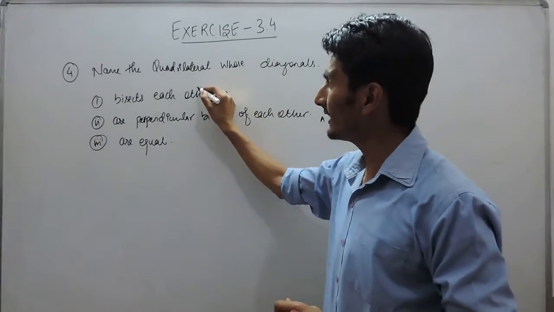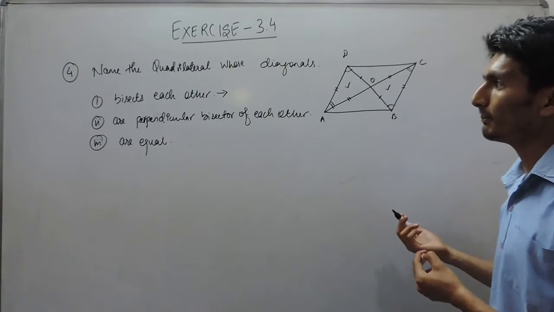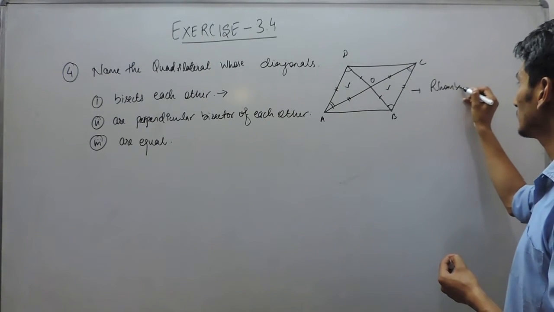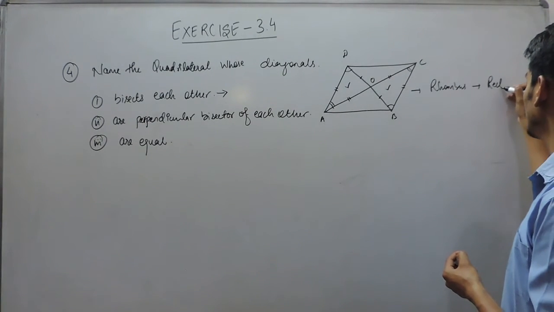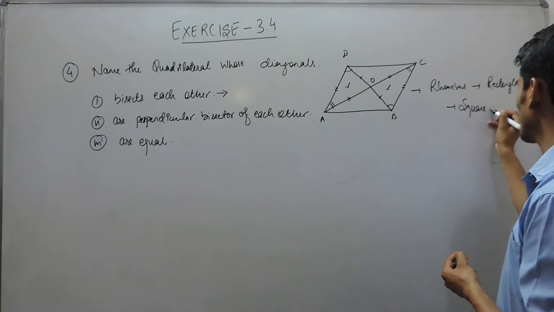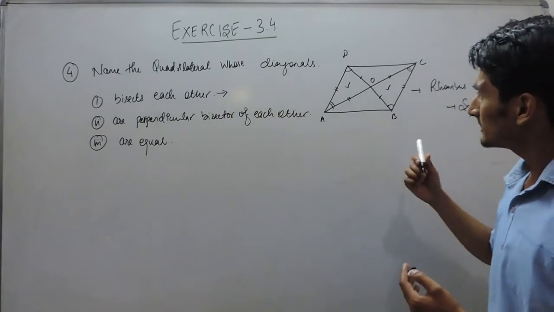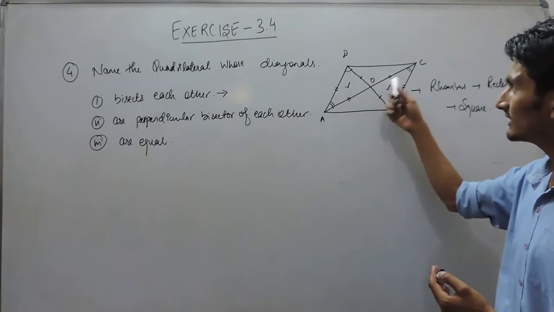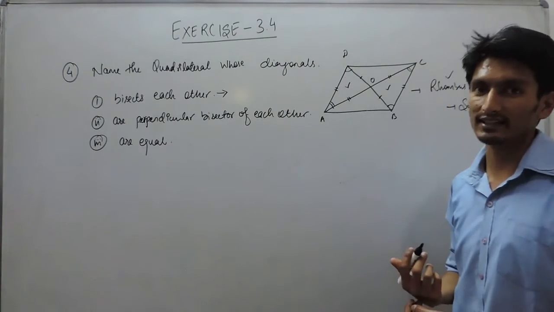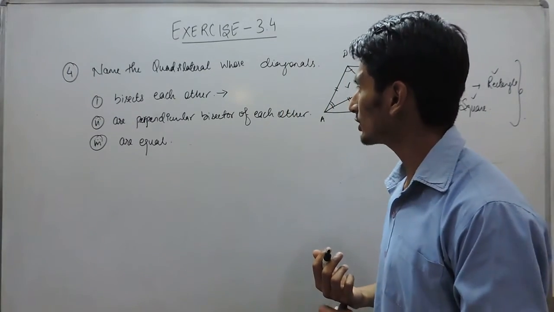The other quadrilaterals whose diagonals bisect each other are rhombus, then a rectangle, then a square. All these quadrilaterals' diagonals bisect each other. Similarly, as we have proved in this, we can prove in all these quadrilaterals that these diagonals bisect each other. In the second part, you have to name the quadrilateral whose diagonals are perpendicular bisectors of each other.